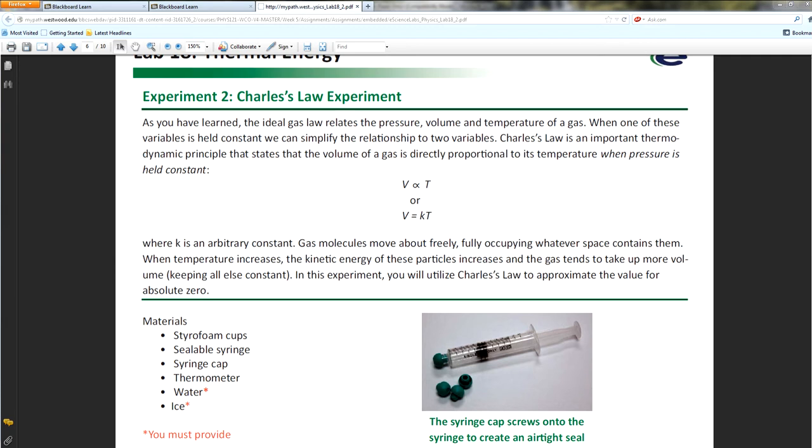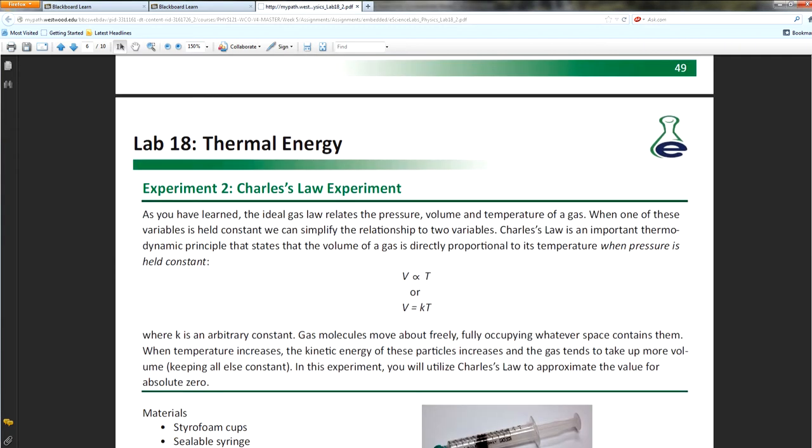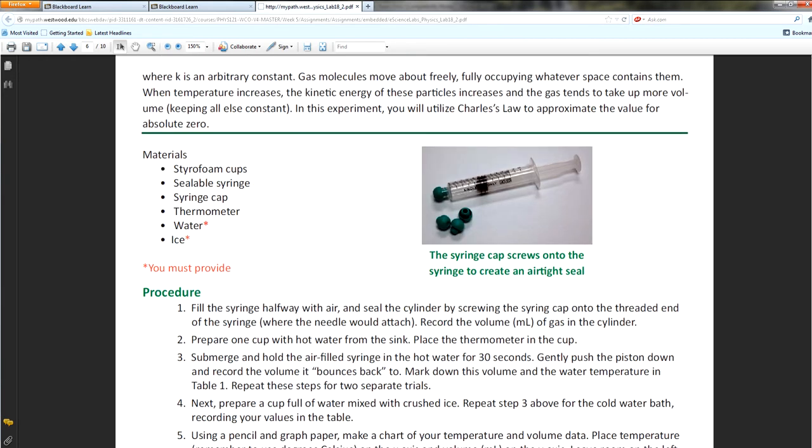For this week, we are dealing with the Charles law experiment, dealing with thermal energy. And as the experiment shows, you are supposed to measure the temperatures of the hot water and the cold water and see the effect of that on the volume in the syringe.